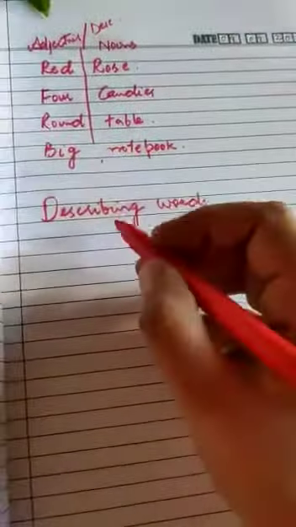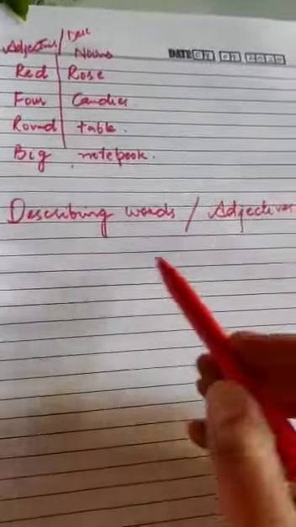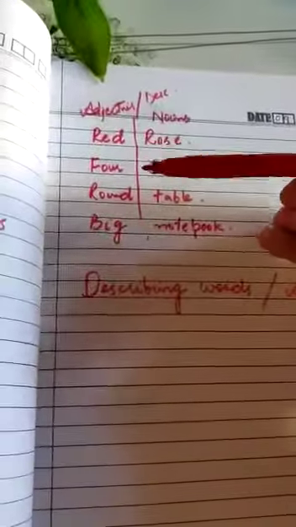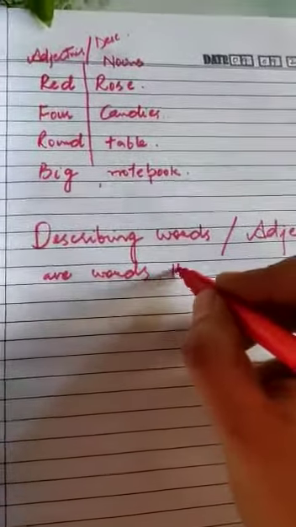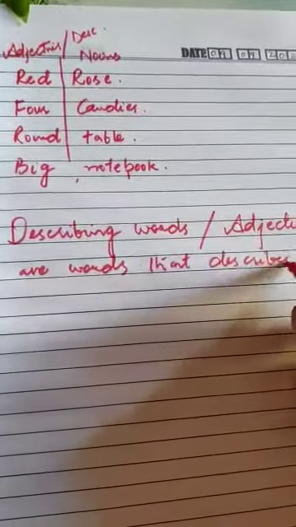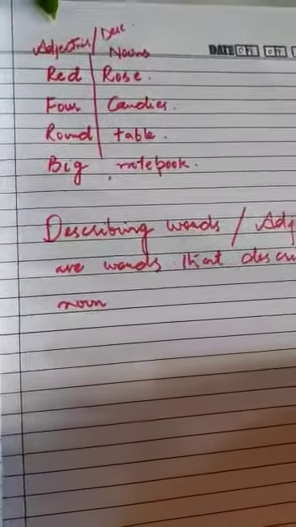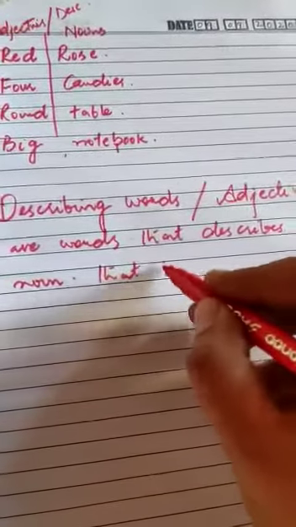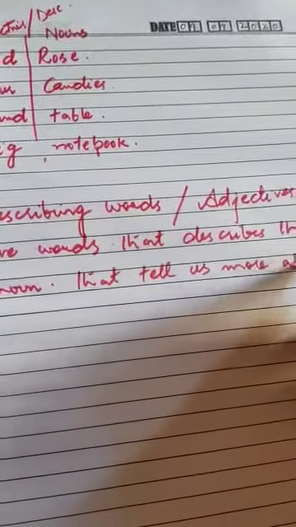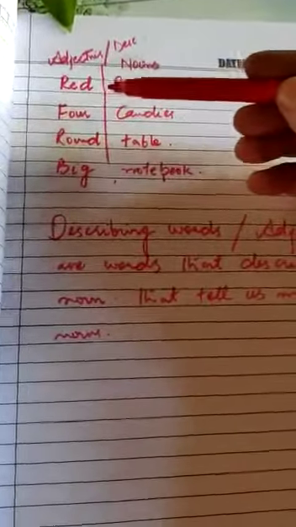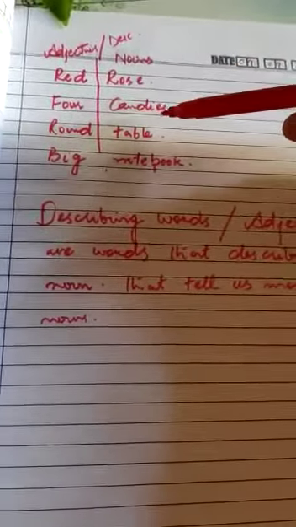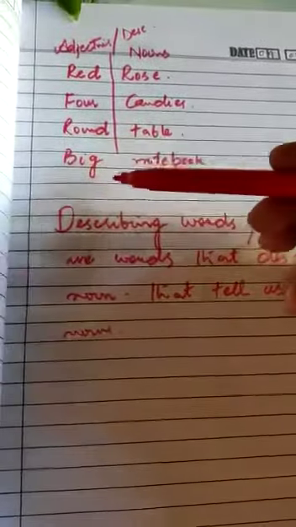Again we are learning about the same describing words, or we call them adjectives also. Adjectives. My dear students, describing words, or we call them adjectives. What are describing words or adjectives? Describing words are the words that describe the noun. Simple. That describes the noun, means that tells us more about nouns. You can understand it from the example like red tells us about the rose. 4 tells us about the candies. Round tells us about the table. Big tells us about the notebook.